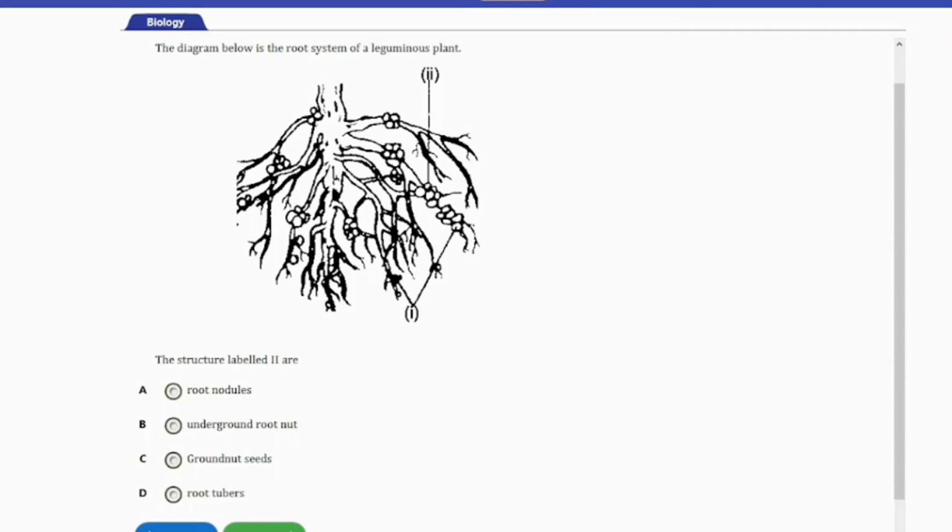So the parts labeled II here are the root nodules of these leguminous plants. So that's it for this question. Let's go ahead and consider the next question, guys.